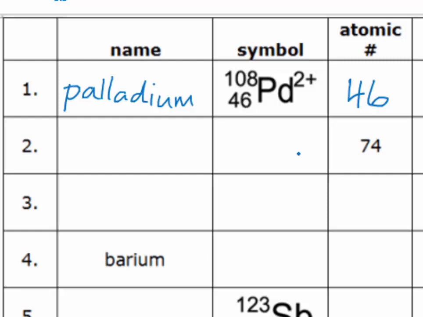So if you're ever curious, you can look online a number of places, sometimes just as simple as going to Wikipedia, and it'll tell you some of the history behind the names of the elements. So that was kind of cool.